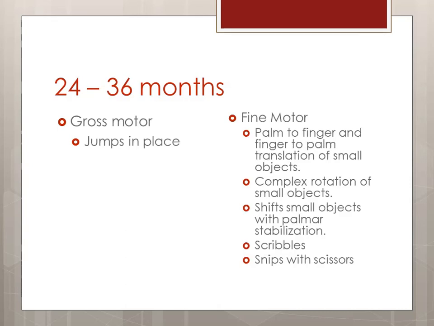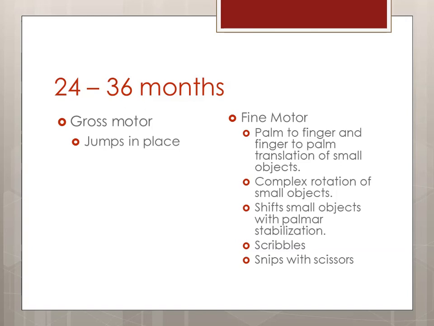For 24 to 36 months, for gross motor skills, they should be able to jump in place. And then for fine motor skills, we see a lot more of this in-hand manipulation. So palm to finger and finger to palm translation of small objects. So think of having maybe a coin in your palm and then being able to move that out to your fingertips and then back into your palm.